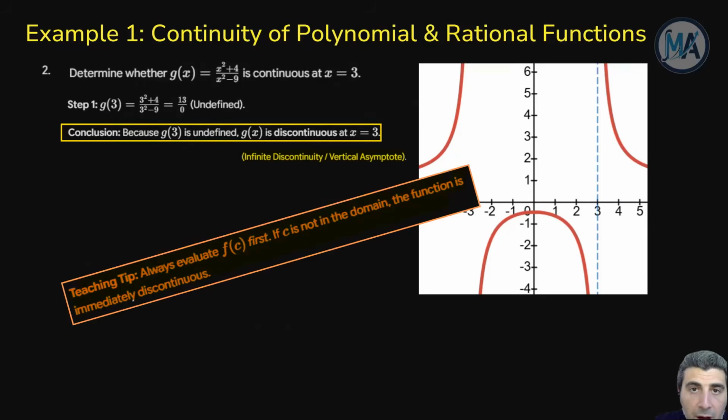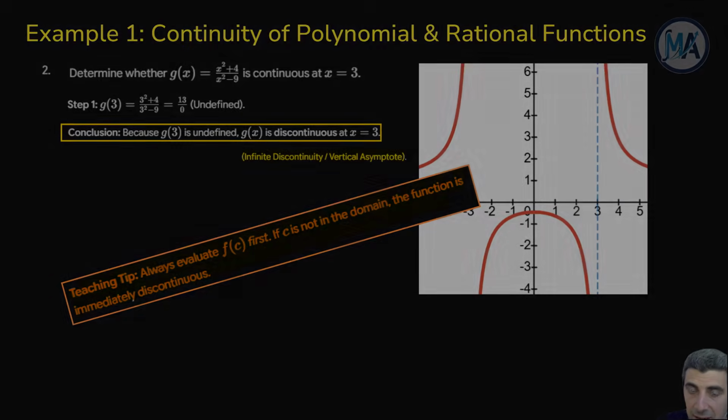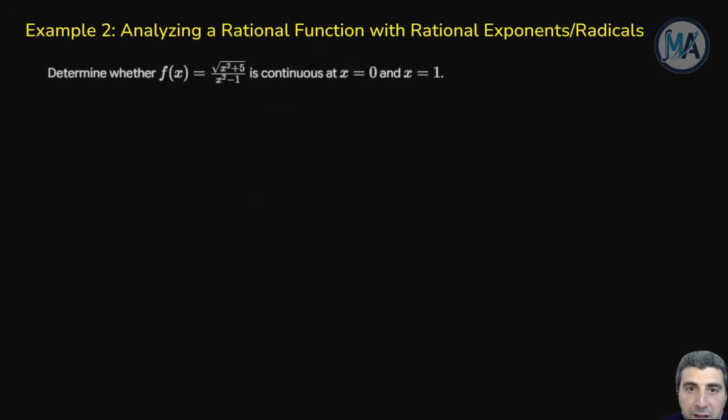So here's a good tip. Always evaluate the function at C. If the function is undefined at C, then it's not going to be continuous at C. Now, what about rational functions? Here is a rational function f, and we want to know, is it continuous at 0 or 1?